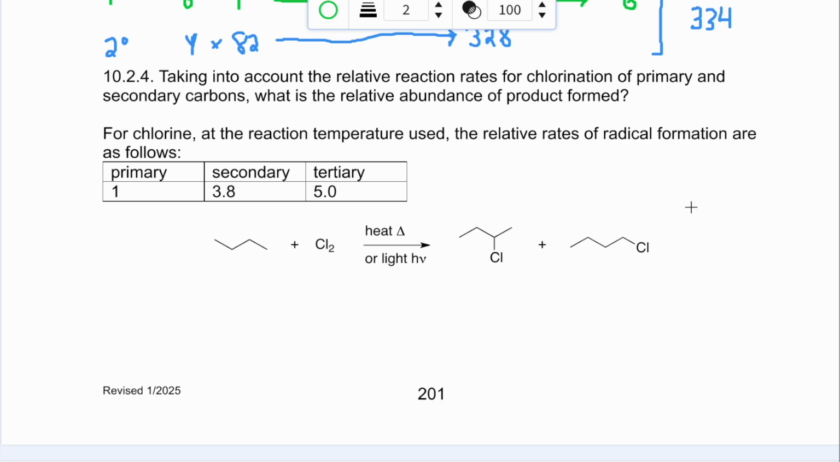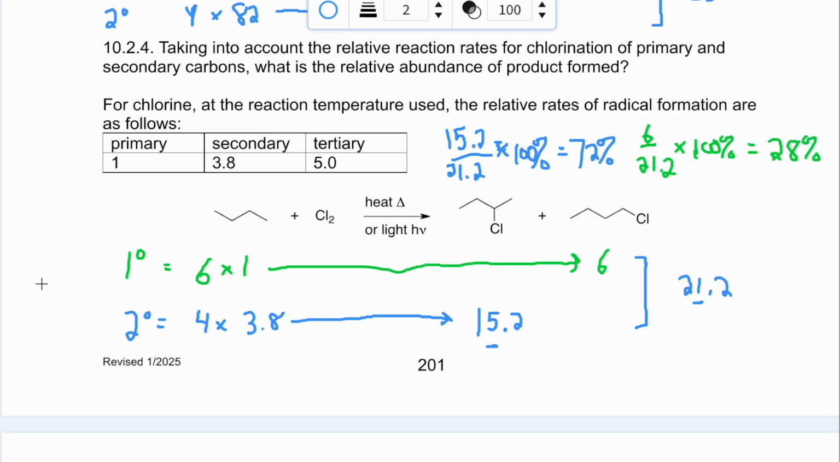Let's have you try another example of this with chlorine. The chlorine does not have as great a selectivity. It's more reactive than the bromine, and so we don't have as much selectivity in the reaction, so we only have 3.8 times as many secondary radicals formed as primary, not 82 times as many. So if you want to pause and figure out the percentages of product formed for this reaction, go ahead and do that.